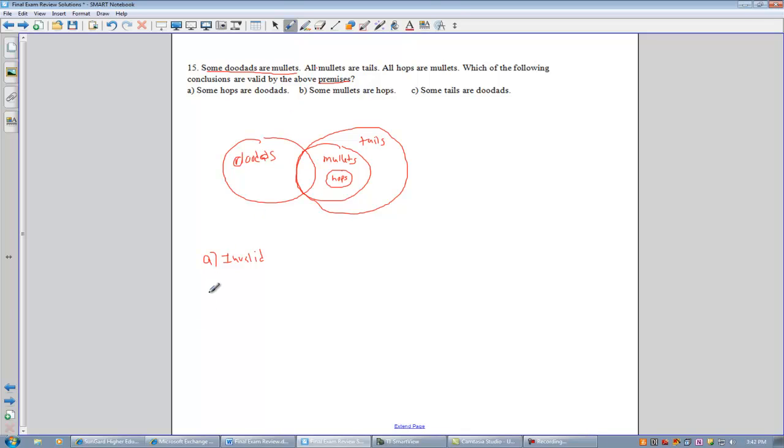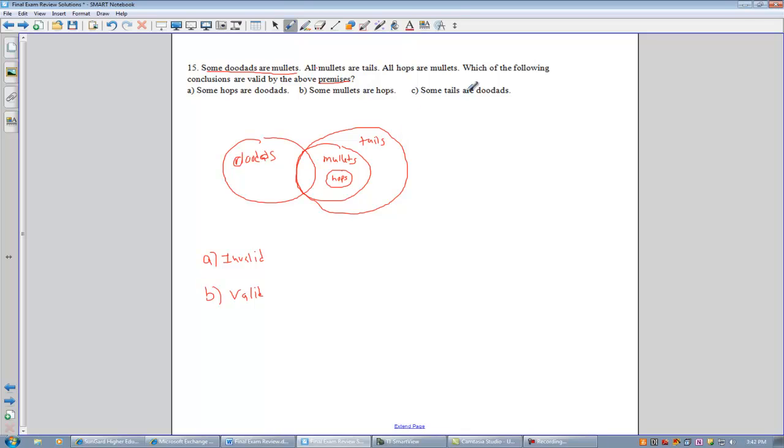And then B, some mullets are hops. Well, here's the mullet circle, and the hops is inside it, so some mullets, yeah, are hops. So this is a valid conclusion, because you can see there are mullets. All hops are mullets, so that means some mullets are certainly hops.